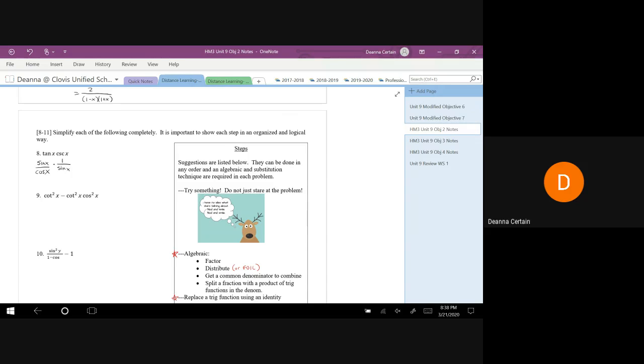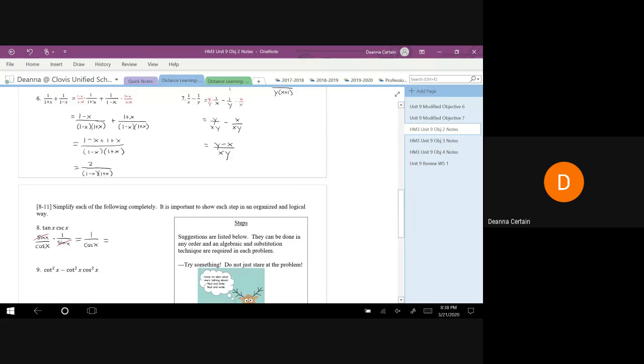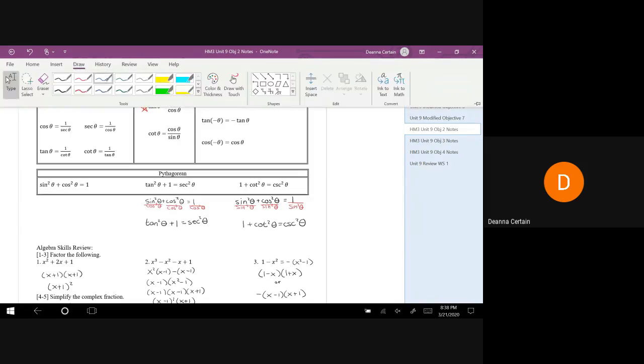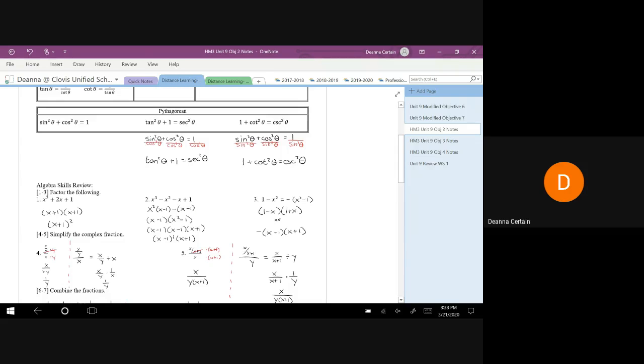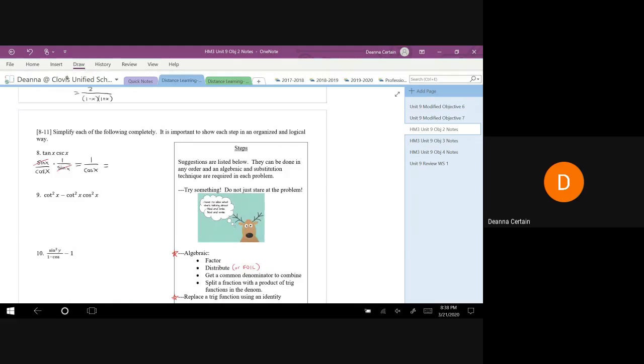Okay, well, looking at this, multiplying fractions, I know I can cross simplify. So the sine x's can cancel, and this would give me 1 over cosine x, which I also know from a trig identity. 1 over cosine x is secant x. And so then I can go ahead and simplify number 8 to secant x.